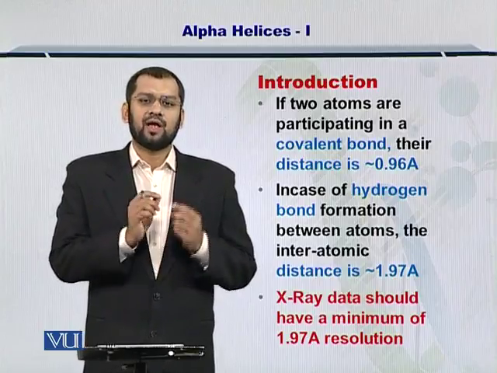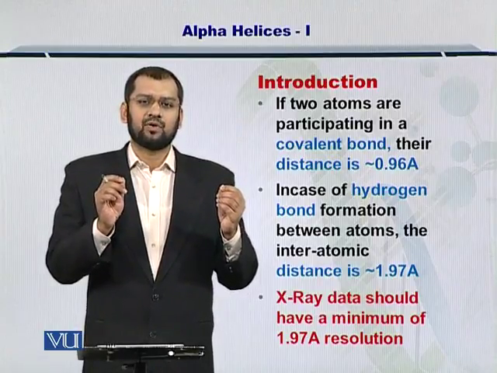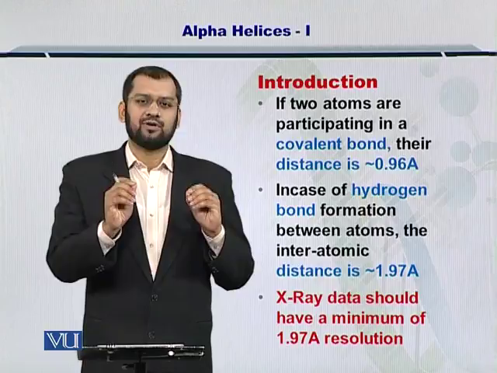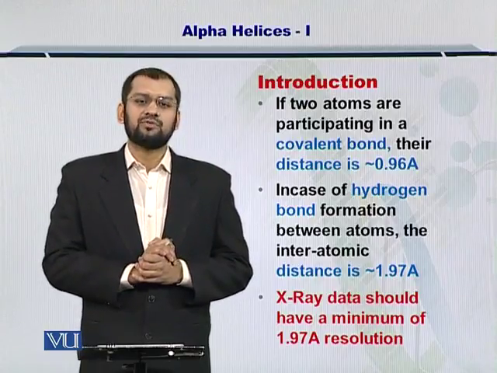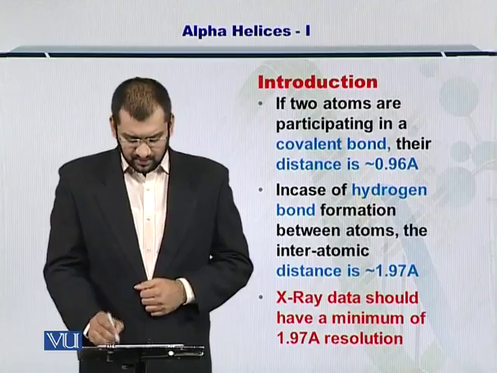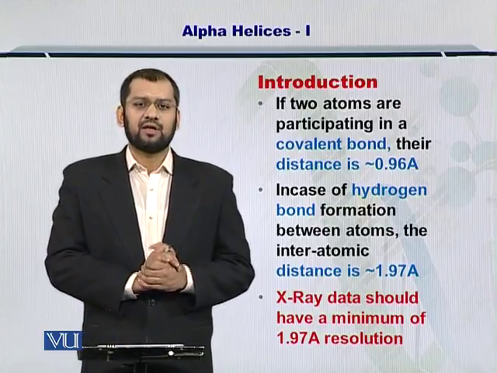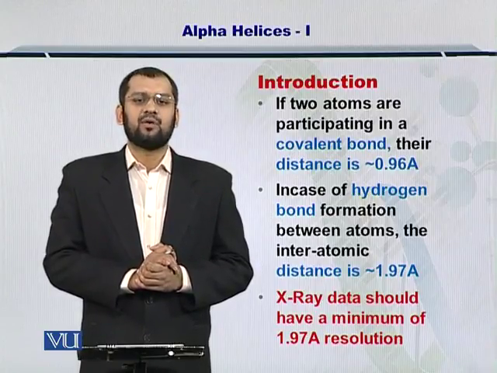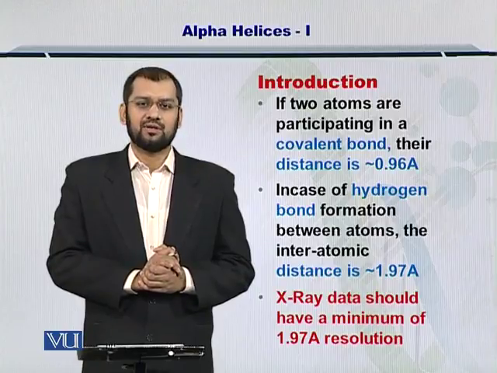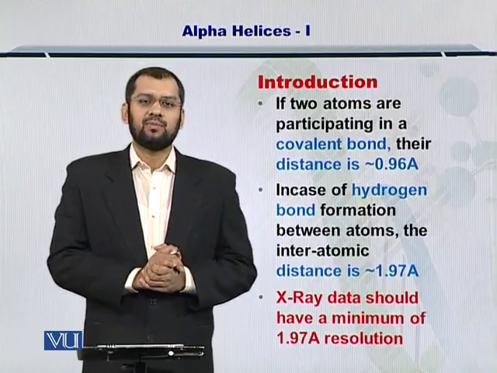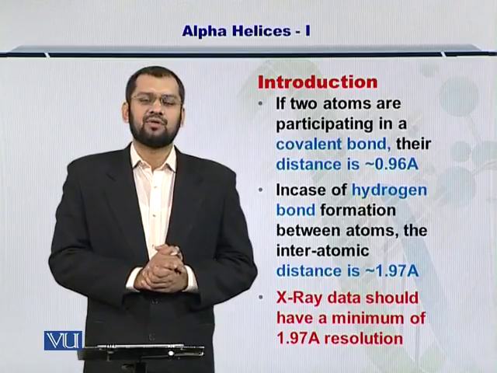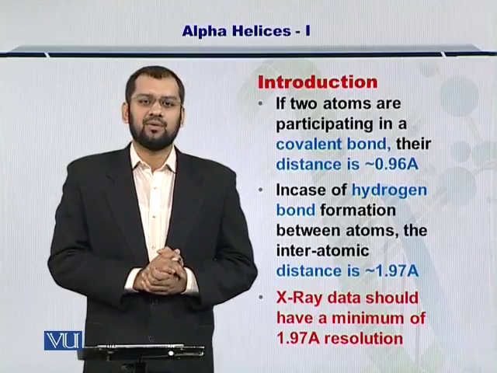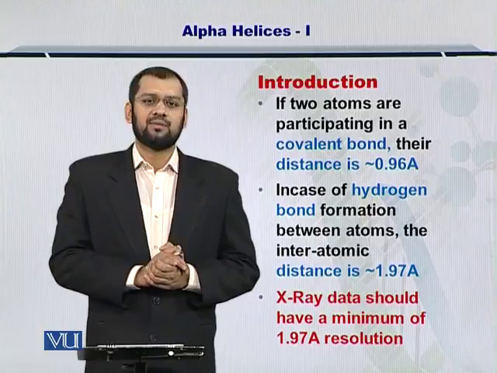So by looking at the interatomic distances, or simply the distance between 2 atoms, we can talk about what kind of interaction may be occurring between those atoms. Hence, the X-ray data that you obtain from X-ray crystallography must have at least 1.97 angstrom resolution, because otherwise you will not be able to differentiate between atoms at distances less than 1.97, and therefore you will not be able to detect hydrogen bonding.